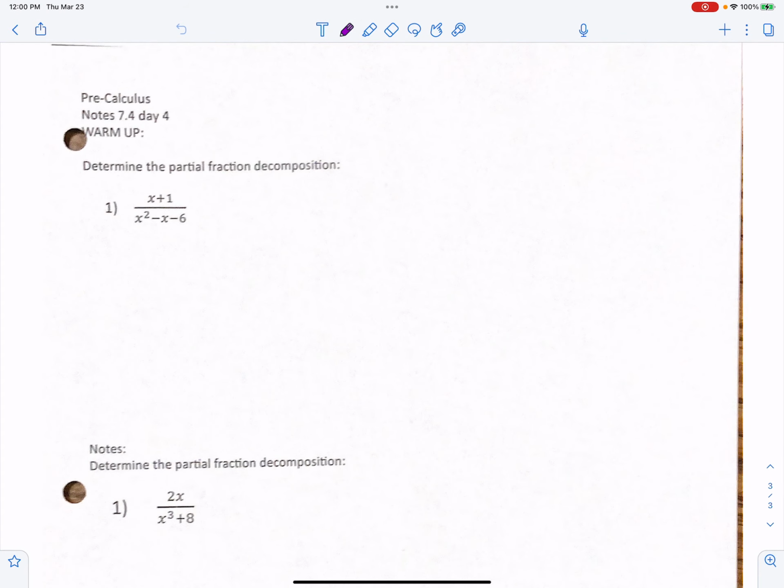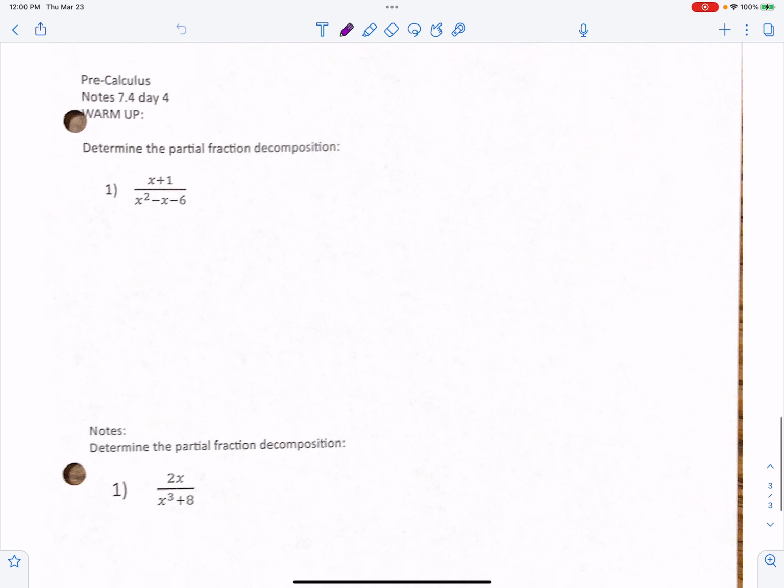Pre-calculus 7.4, day 4 notes. First of all, we have a warm-up, just reviewing the past couple of days. And so the first thing you need to do is factor the denominator, which is an x minus 3 and an x plus 2.